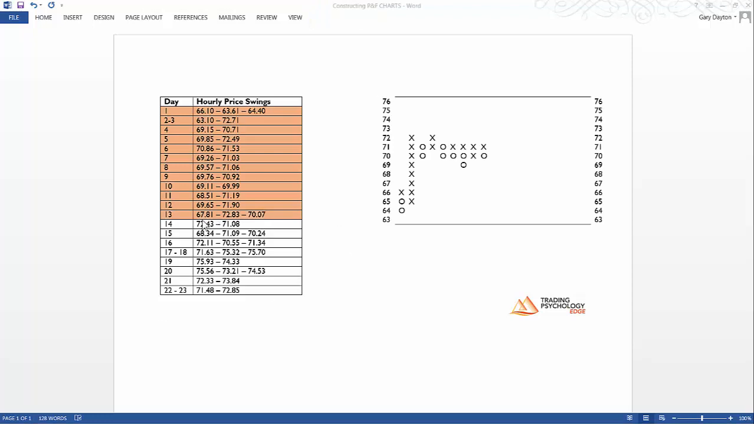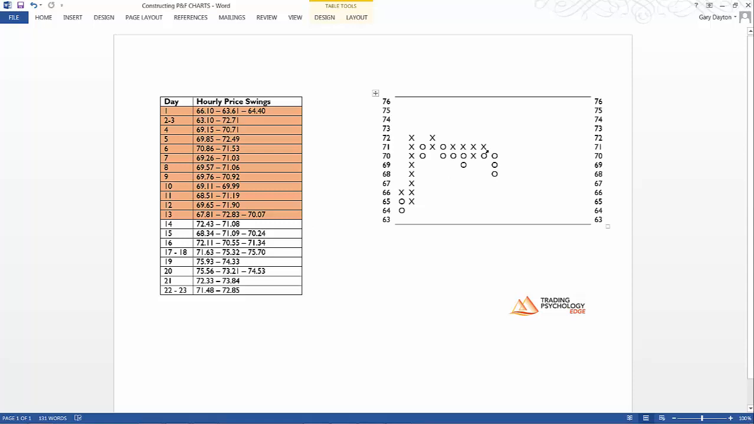The next day, the market falls down to 67.81. Has a pretty interesting day here. So it has to go through 70. We have a figure there, so we start a new column. 70, 69, and 68. Now notice that 67.81 doesn't allow us to put a figure in the 67 column, but we do put one in on 68. Now the market rallies up to 72.83.